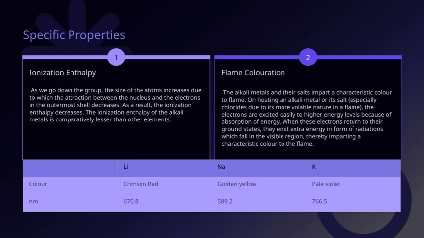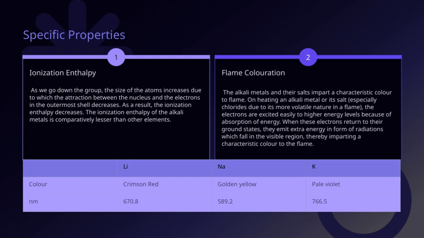For example, lithium produces a crimson red flame, sodium shows a golden yellow, and potassium gives off a pale violet hue. Now, as we move down the group from lithium to potassium, the size of the atoms increases. Because the atoms get larger, the attraction between the nucleus and the outermost electrons becomes weaker. This weaker attraction means it takes less energy to remove an electron, so the ionization enthalpy decreases down the group.